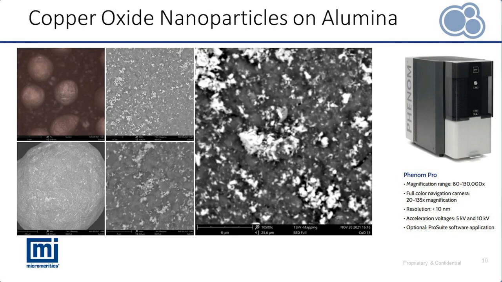The top left shows 1 millimeter beads at 70x magnification. The largest picture on the right is 10,500x magnification. Here we can see the nanoparticles dispersed on the alumina support. The nanoparticles are well dispersed with some clusters of a few microns.